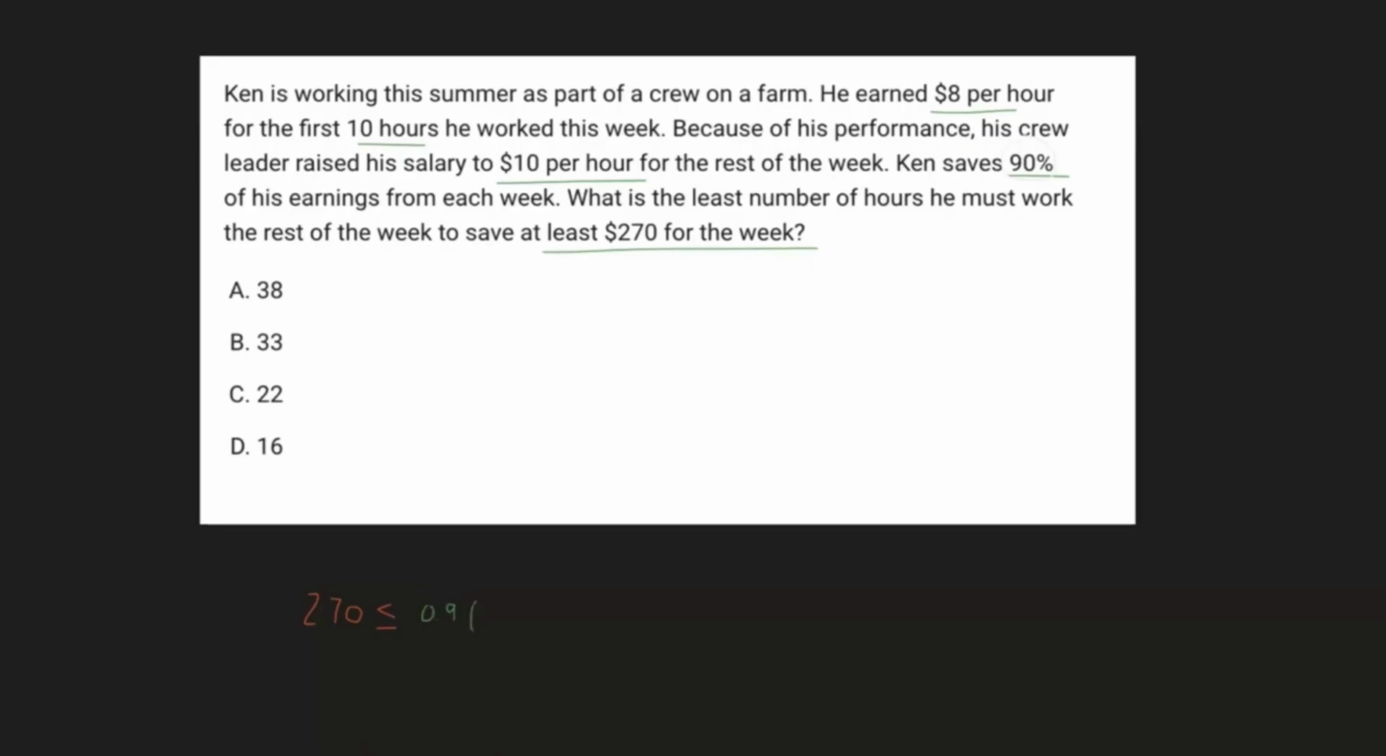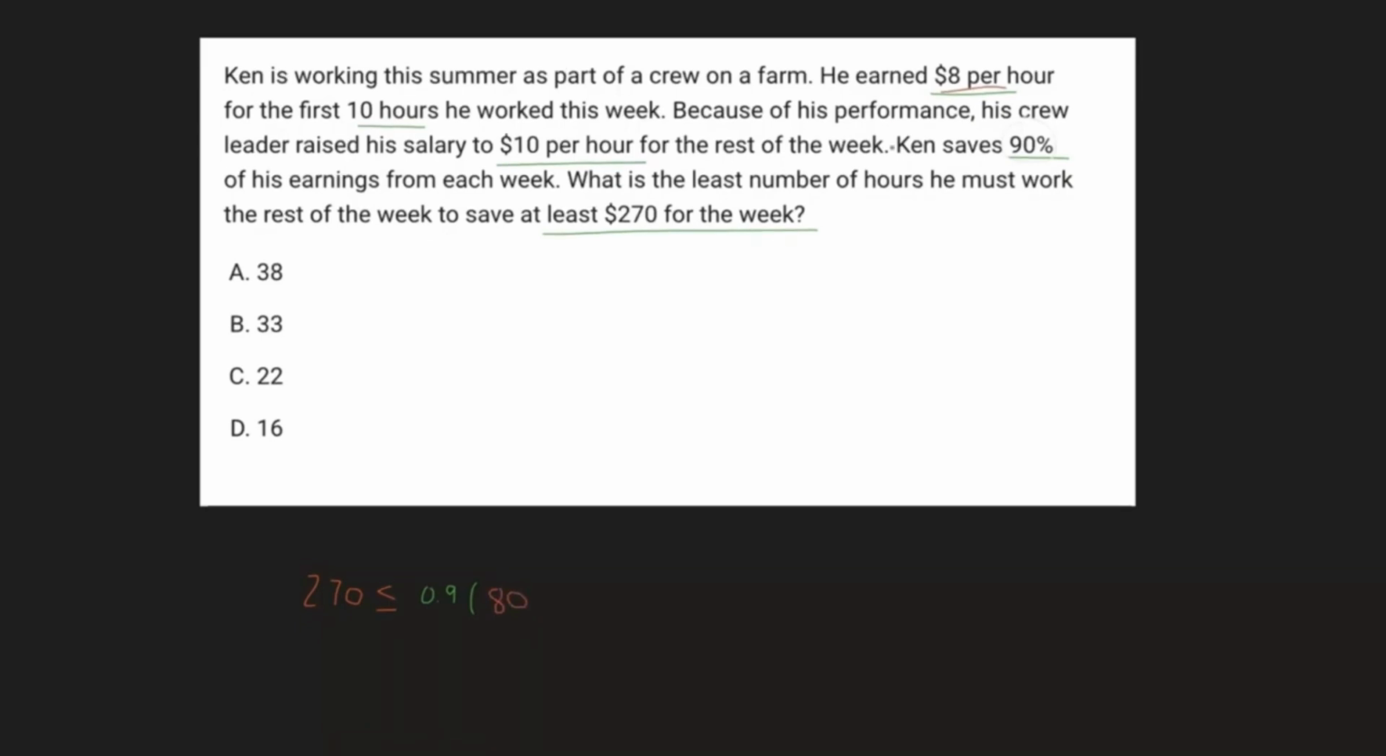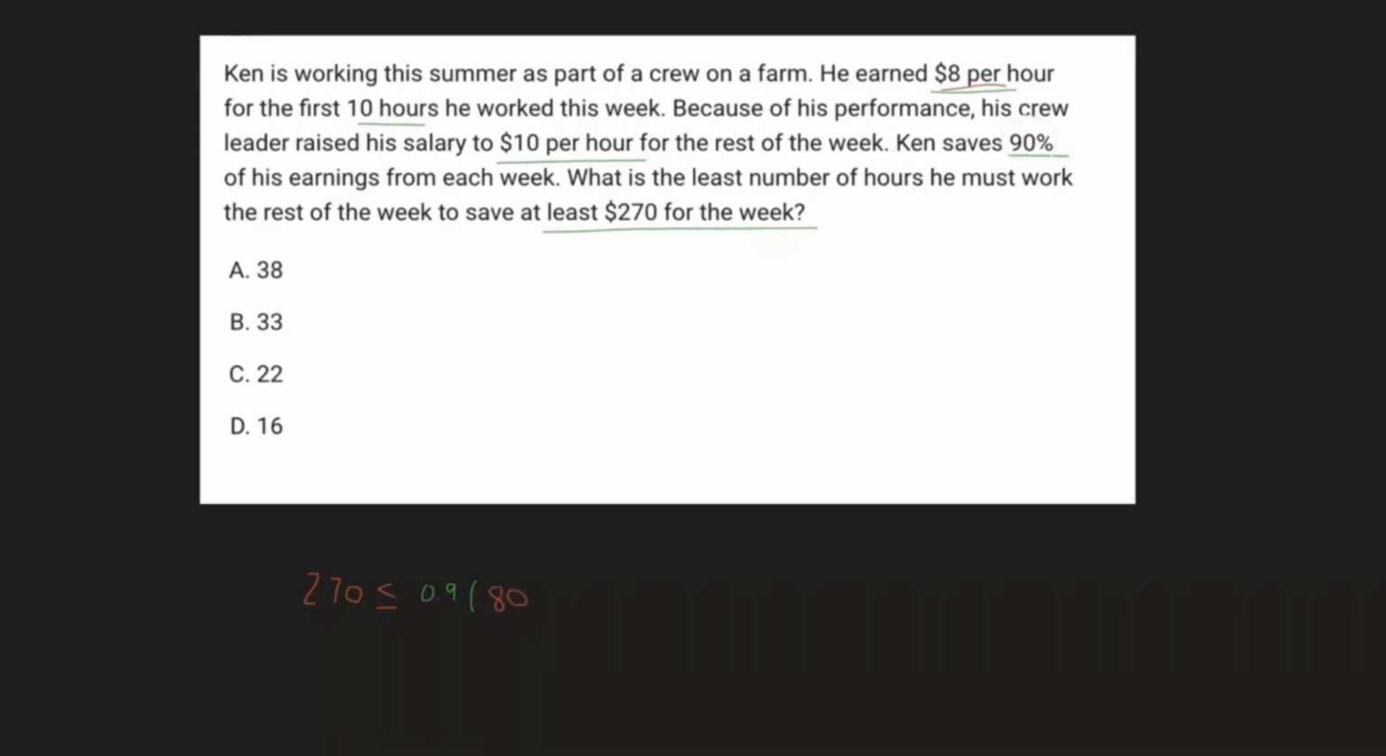So the first thing we want to account for is his initial 10 hours that he worked. He worked that initial 10 hours at a rate of $8 per hour, and therefore, since he worked 10 hours at $8 per hour, he made $80. So we just write a flat $80 right there. But then his performance increased, and therefore his salary also increased. It says his crew raised his salary to $10 per hour.